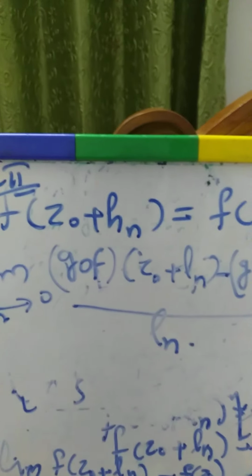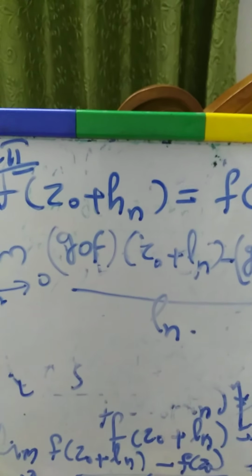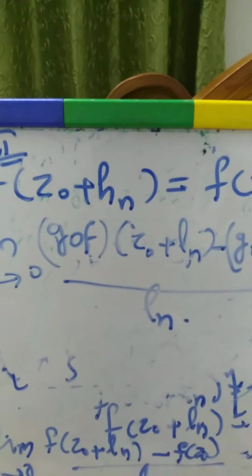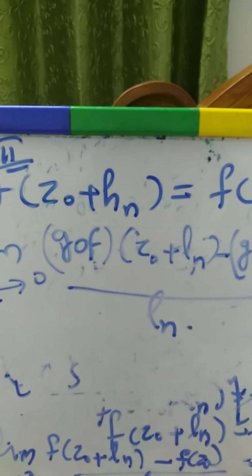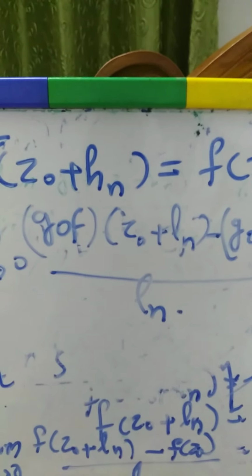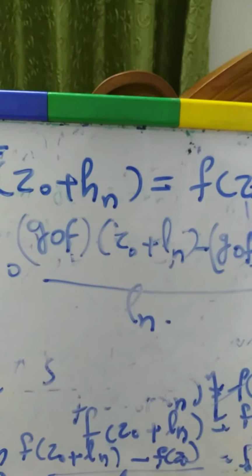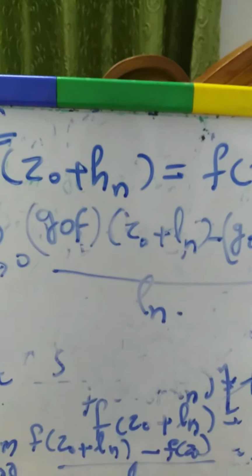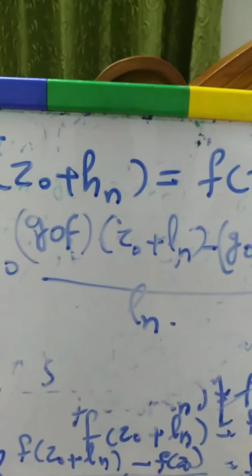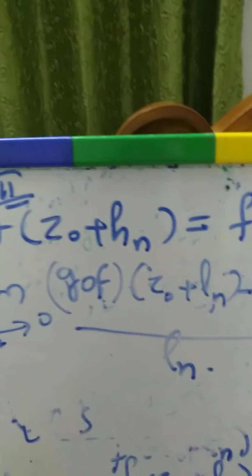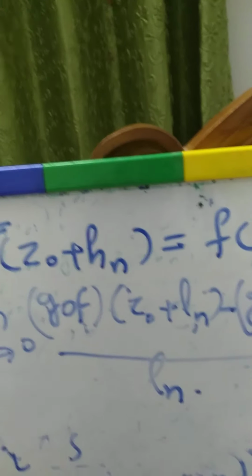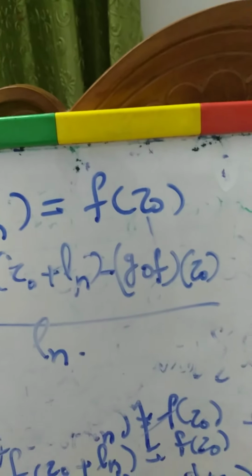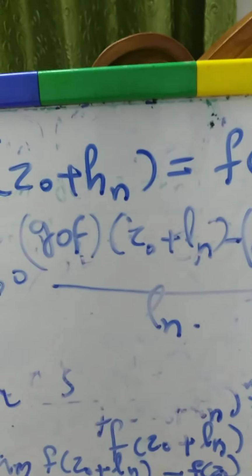What is that limit? The limit as ln tends to 0 of [G of f of z naught plus ln minus G of f of z naught] divided by ln. That limit must be equal to 0. How did you get this limit equal to 0? G composition f of z naught plus ln minus G composition f of z naught divided by ln is equal to 0.